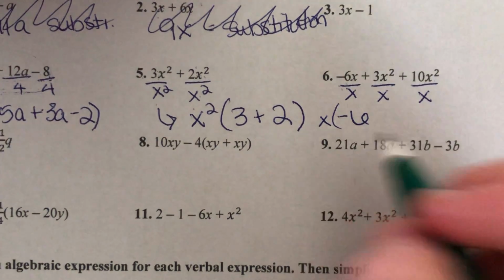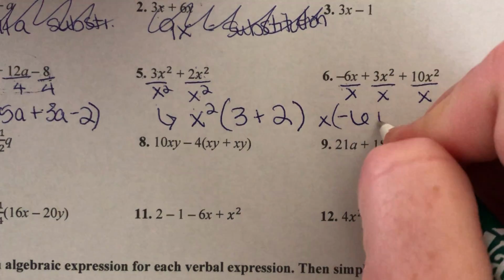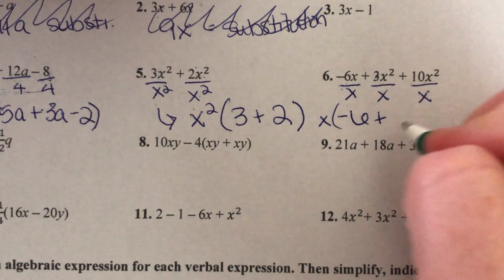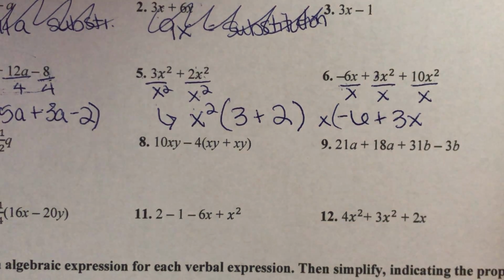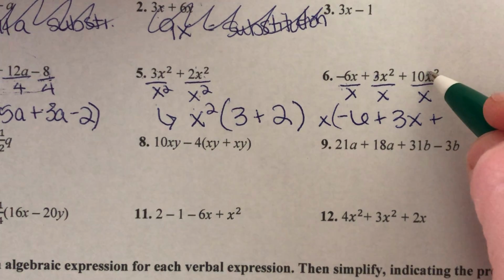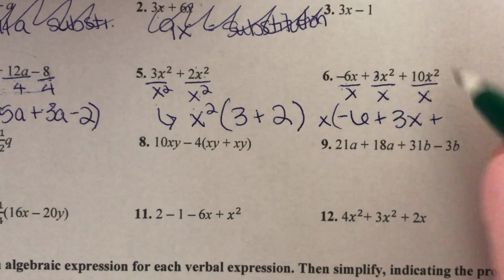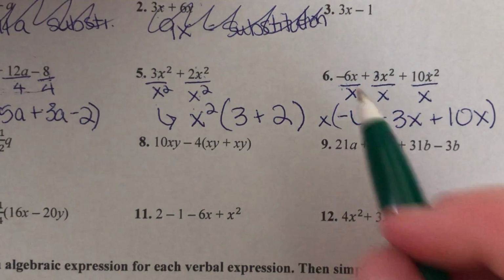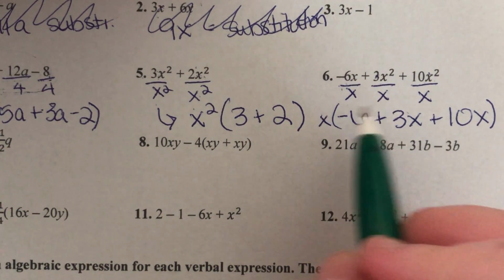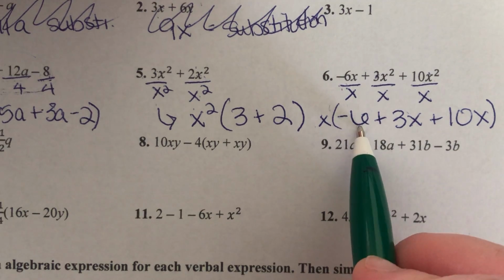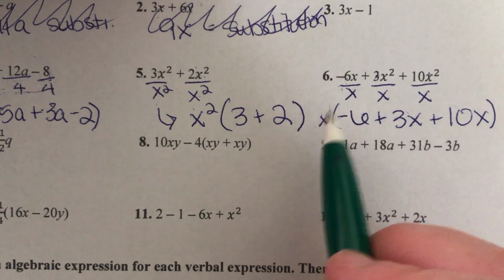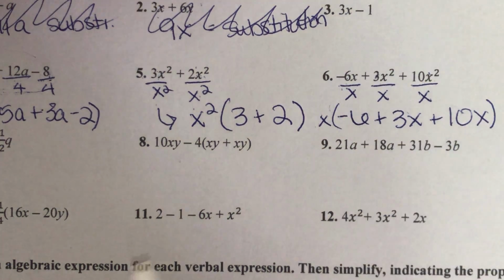Everything left over after you divide goes inside parentheses. Negative 6 plus 3x squared divided by x is 3x, plus 10x squared divided by x is 10x. If I were to go forwards now, I could distribute this x. X times negative 6 is negative 6x. X times 3x is 3x squared. X times 10x is 10x squared.